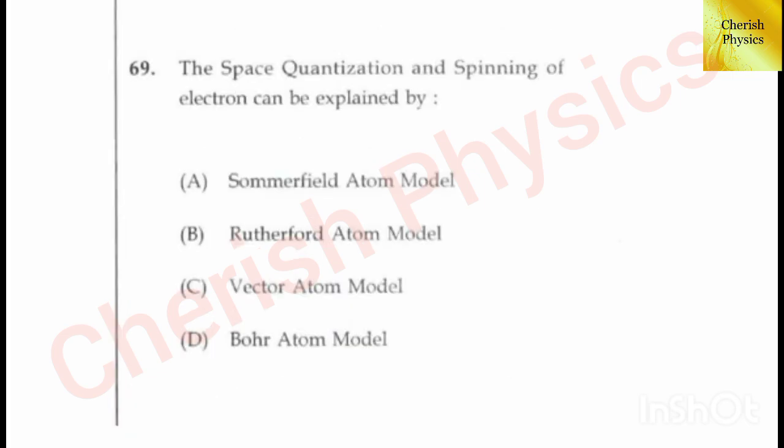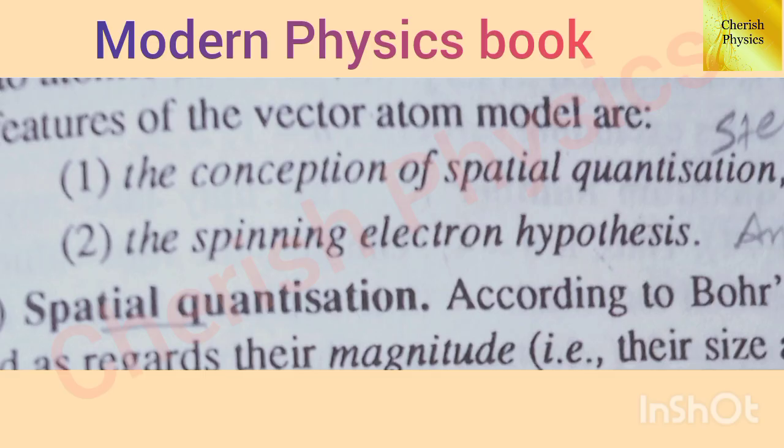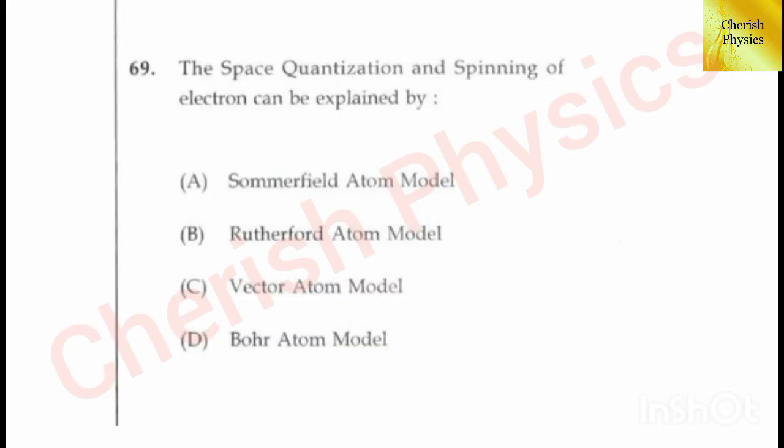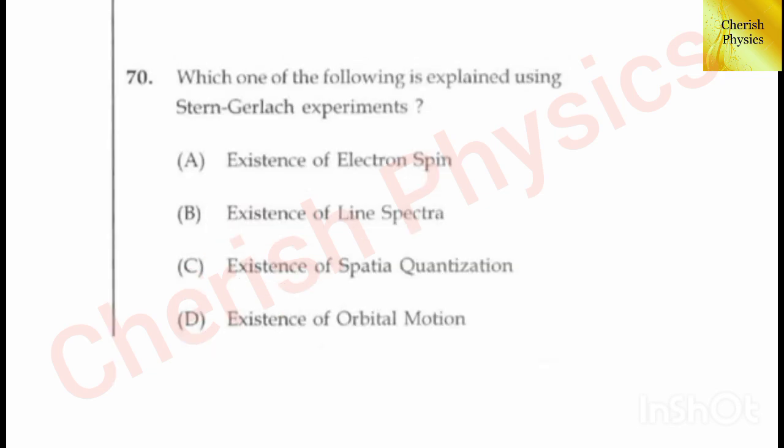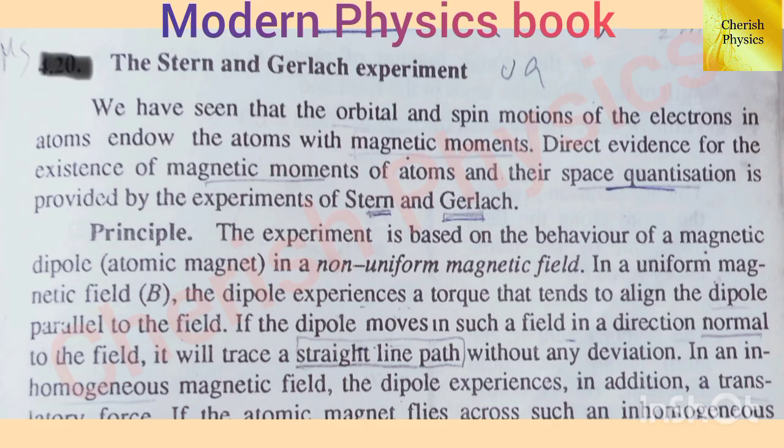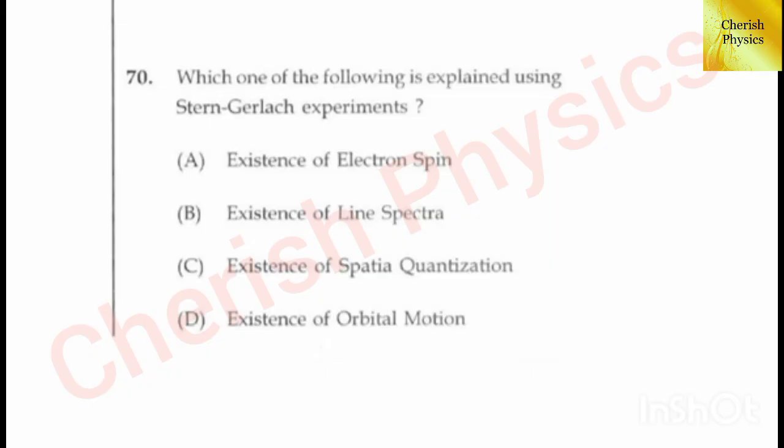19th question. The space quantization and spinning of electron can be explained by dash atom model. The answer is option C. Vector atom model. 20th question. Which one of the following is explained using Stern and Gerlach experiments? Hence, the answer is option A and C, existence of electron spin and existence of spatial quantization. Thank you.